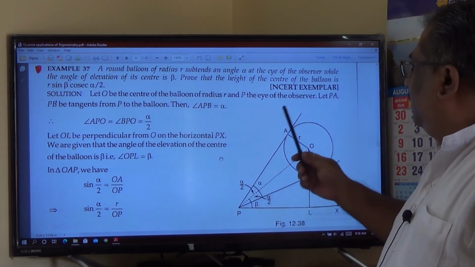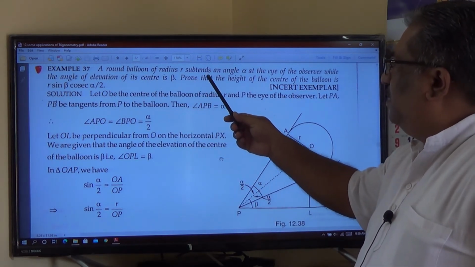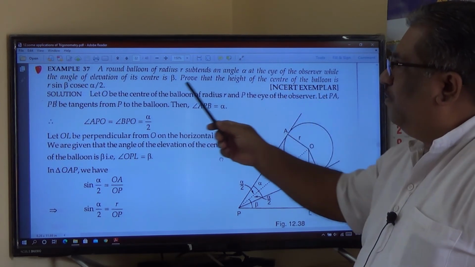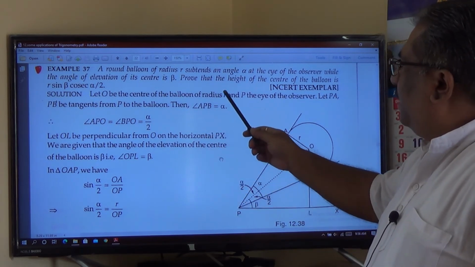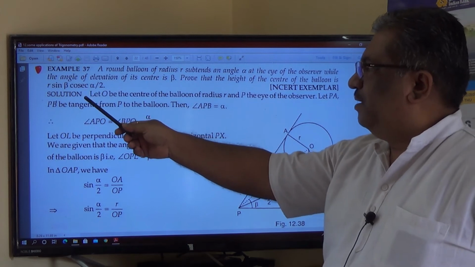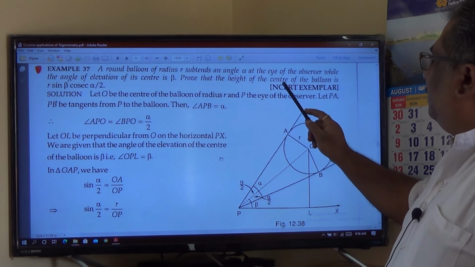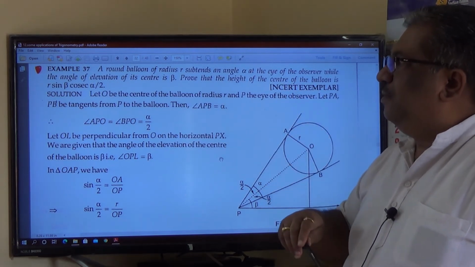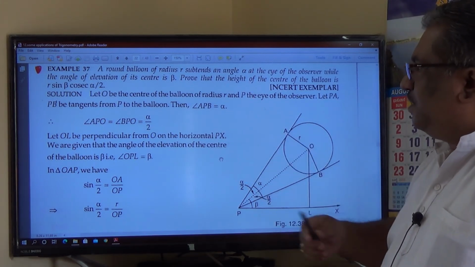Example 37, NCERT example problem. A round balloon of radius r subtends an angle alpha at the eye of the observer, while the angle of elevation of its center is beta. Prove that the height of the center of the balloon is r sin beta cosec alpha by 2. Let me consider the height of the center of the balloon from the ground as h, small h. Let us see how to solve this on the board.